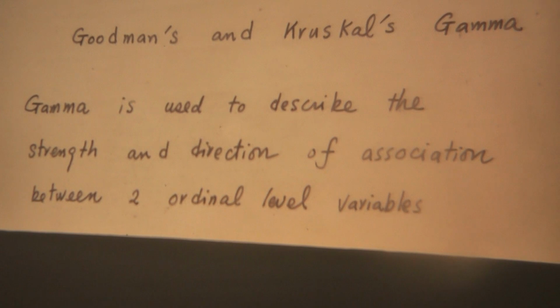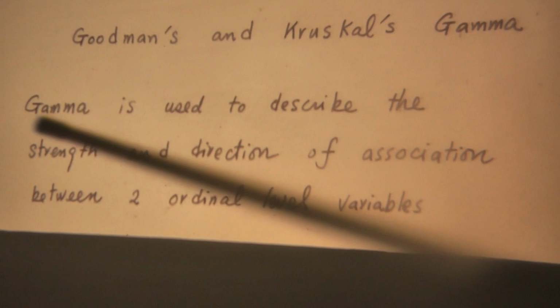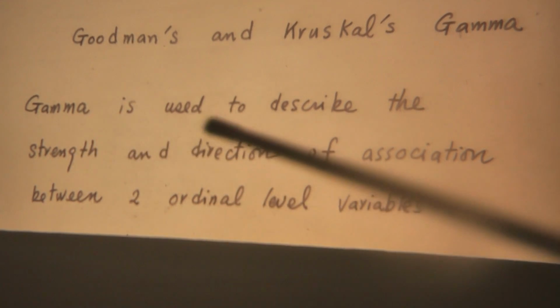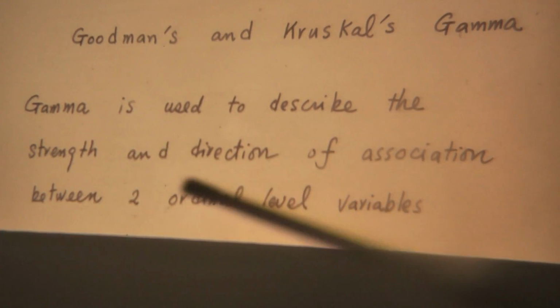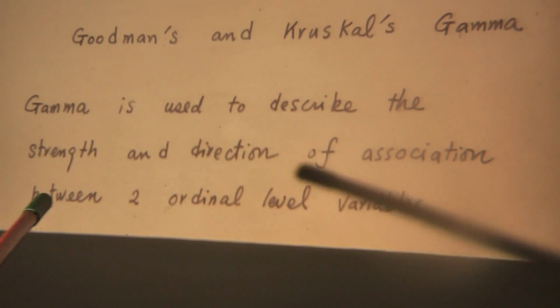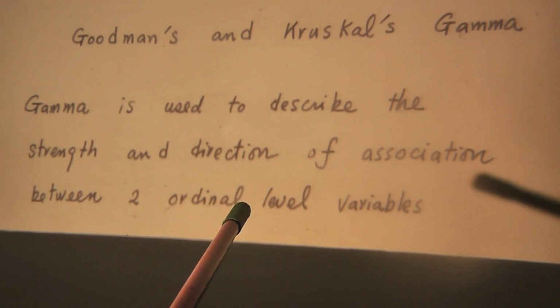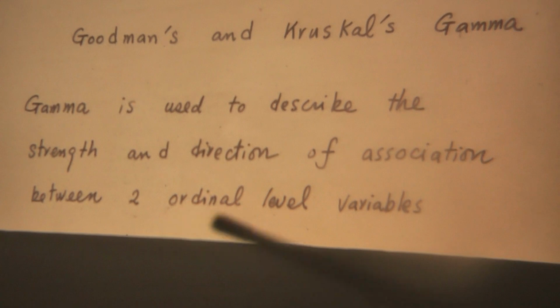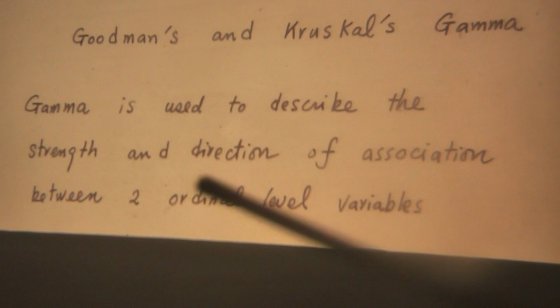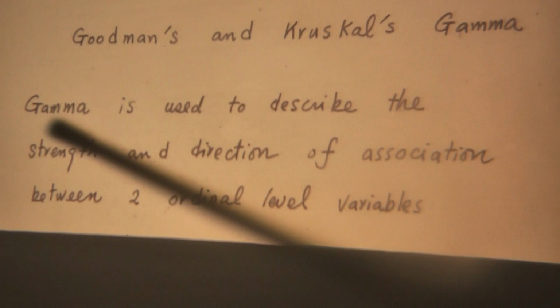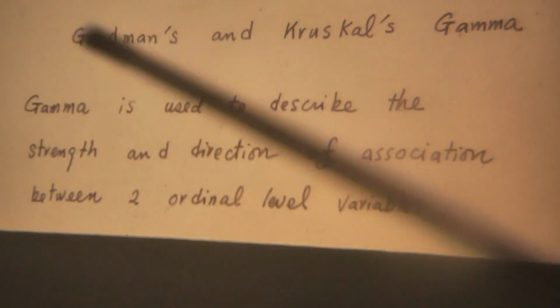Now, this topic, we're going to cover Goodman's and Kruskal's gamma. What is gamma for? Gamma is used to describe the strength and direction of association between two ordinal level variables. The key word is ordinal. If you replace ordinal by interval level, then gamma should be replaced by what? By correlation, okay?